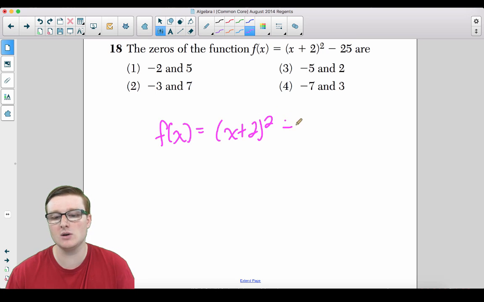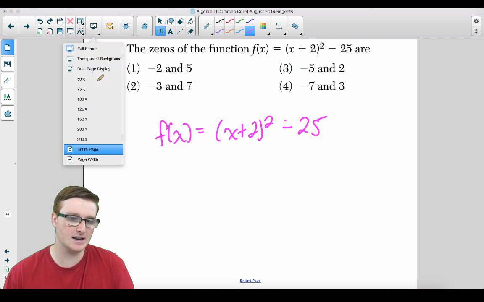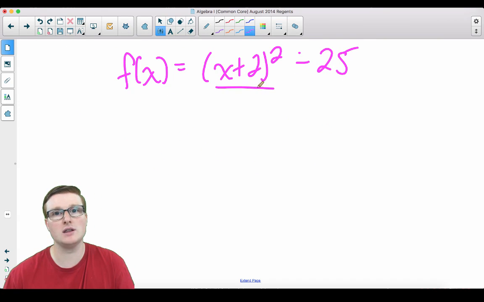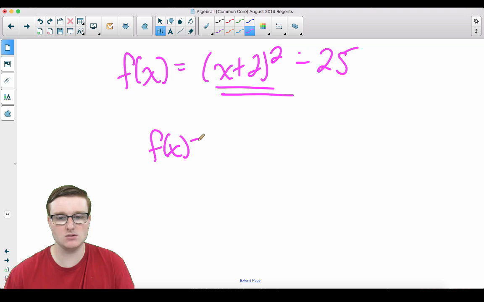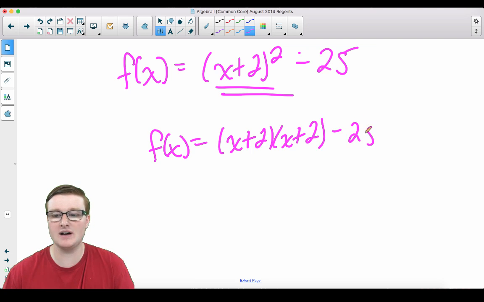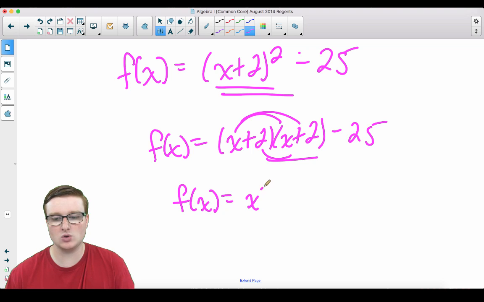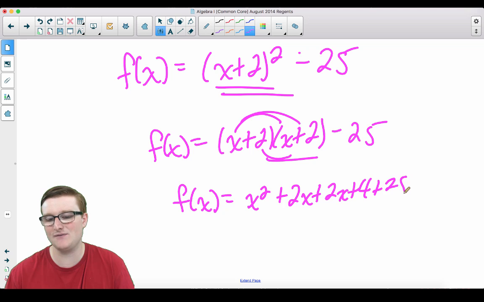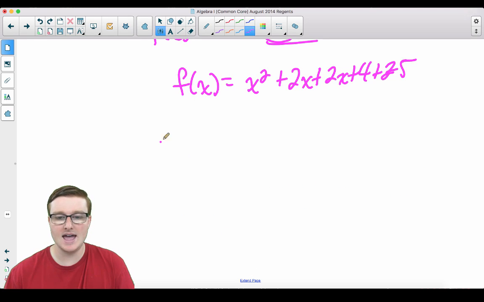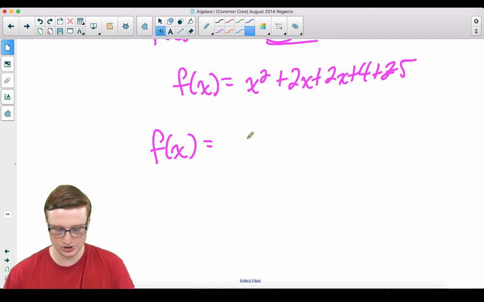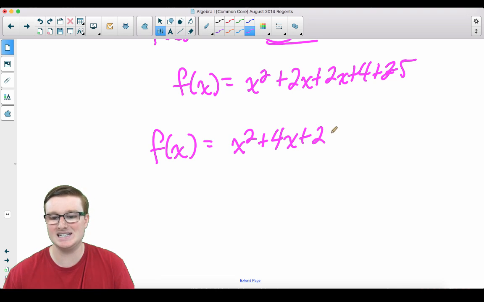So what you have to do is you are smarter than New York State, and you are going to FOIL this. So we get f of x is equal to (x plus 2)(x minus 25), right? We are now going to distribute those values. So we get f of x is equal to x squared plus 2x plus 2x plus 4 plus 25. So now we get f of x is equal to x squared plus 4x plus 29.